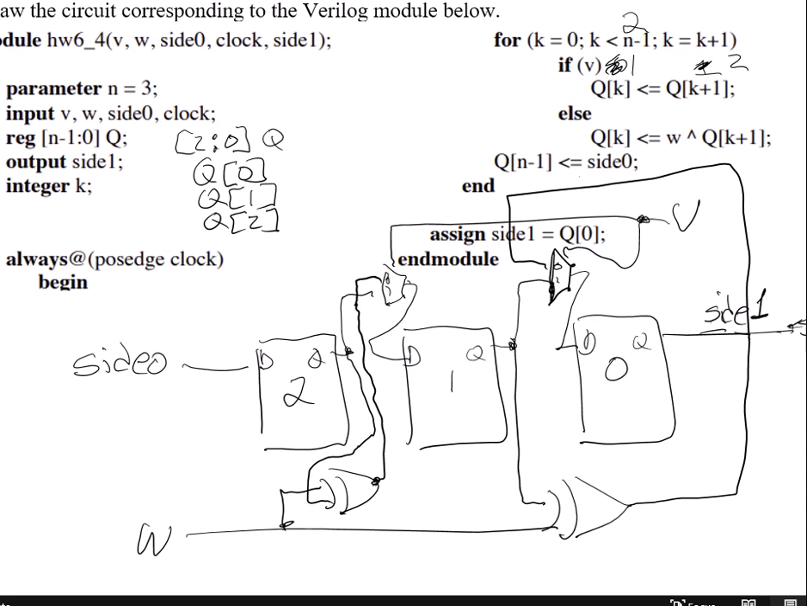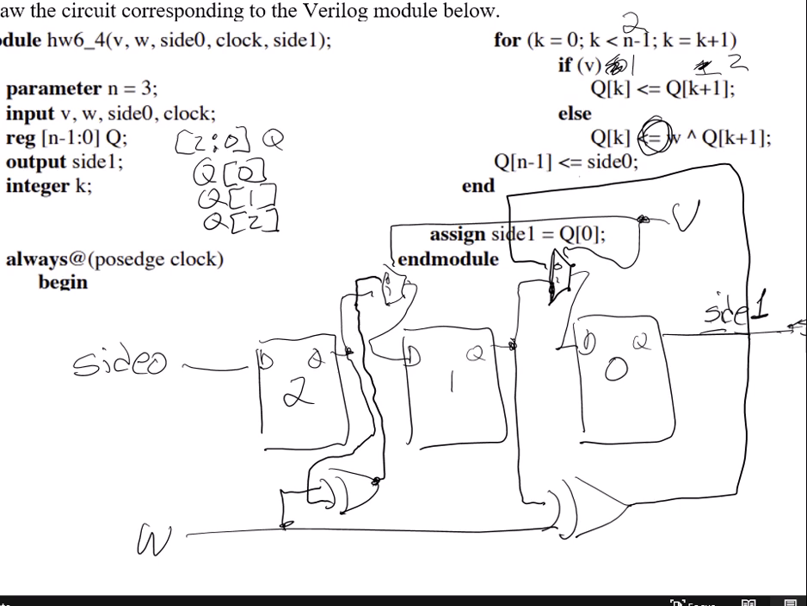So each of these Qs can be represented with a D flip-flop. And this has the non-blocking assignment. What that means is, rather than putting an equal sign here, we used this less than sign and an equal sign. We did that because we wanted these to use the values that the variables had when we went into the always block.